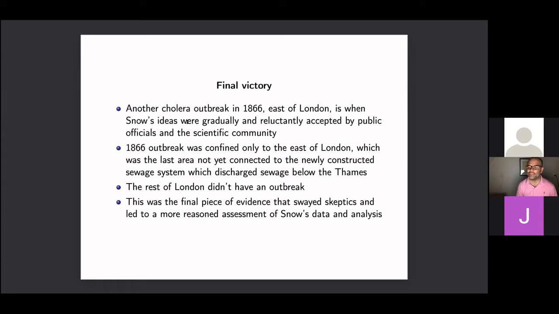And that was the last area that had not yet been connected to the newly constructed sewage system, which discharged sewage below the Thames. The rest of London didn't have an outbreak. And that was the final piece of evidence that swayed skeptics and led to a more reasoned assessment of Jon Snow's data and his analysis.